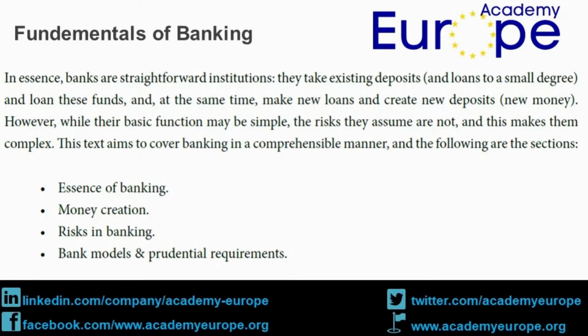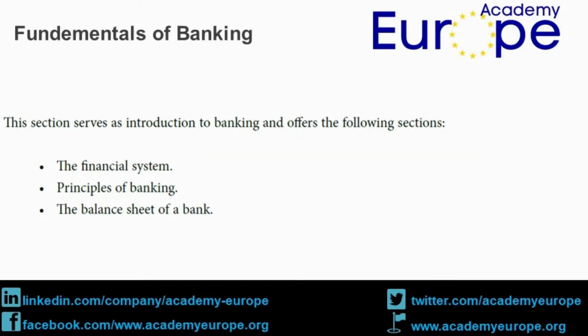This text aims to cover banking in a comprehensible manner, and the following are the sections. Essence of banking. Money creation. Risks in banking. Bank models and prudential requirements. This section serves as introduction to banking and offers the following sections. The financial system. Principles of banking. The balance sheet of a bank.